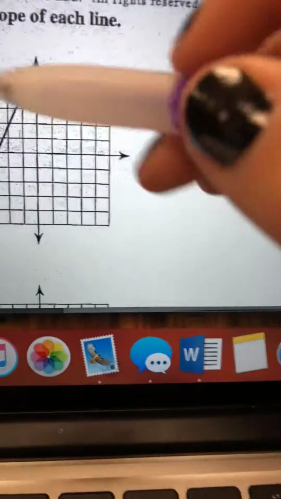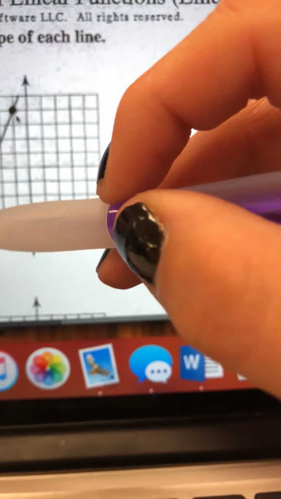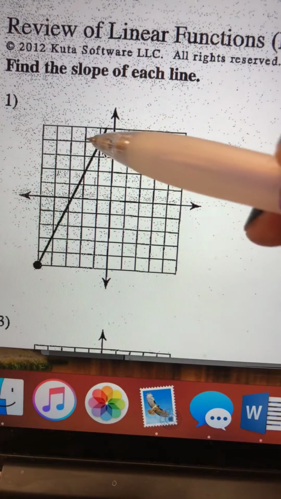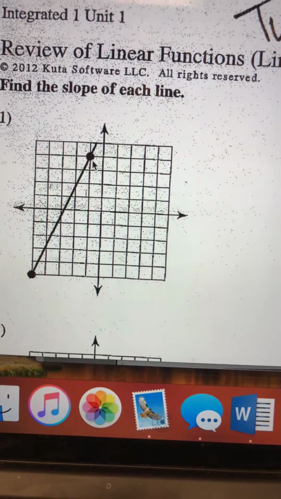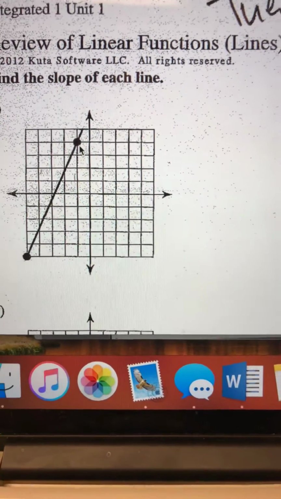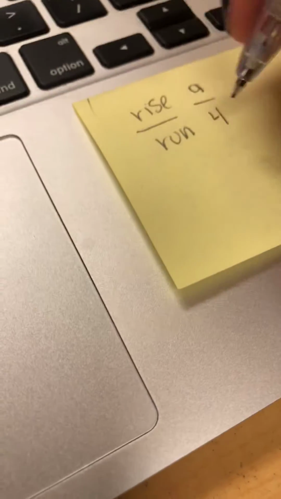Now I look. If I start all the way over here, I'm going to run 1, 2, 3, and 4. I'm moving up and to the right, which means both of these numbers are positive. My slope is 9 over 4. I'm going to do one more with you.